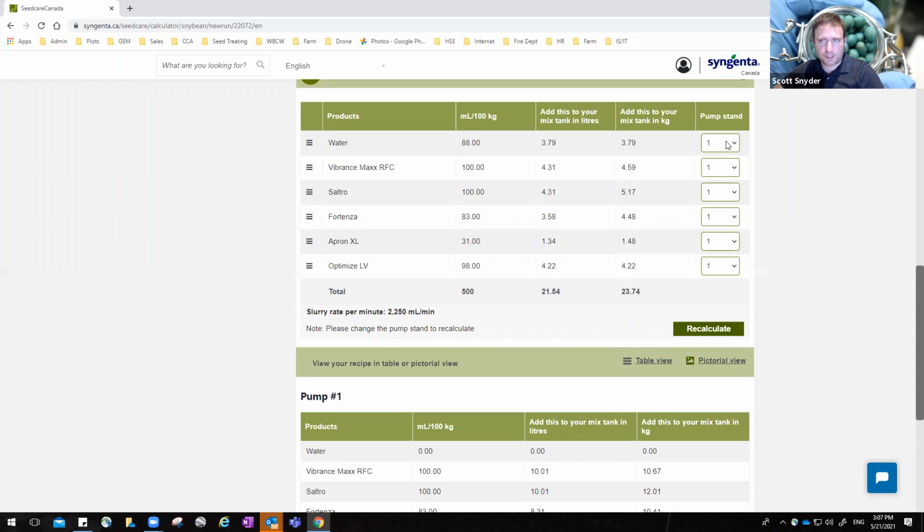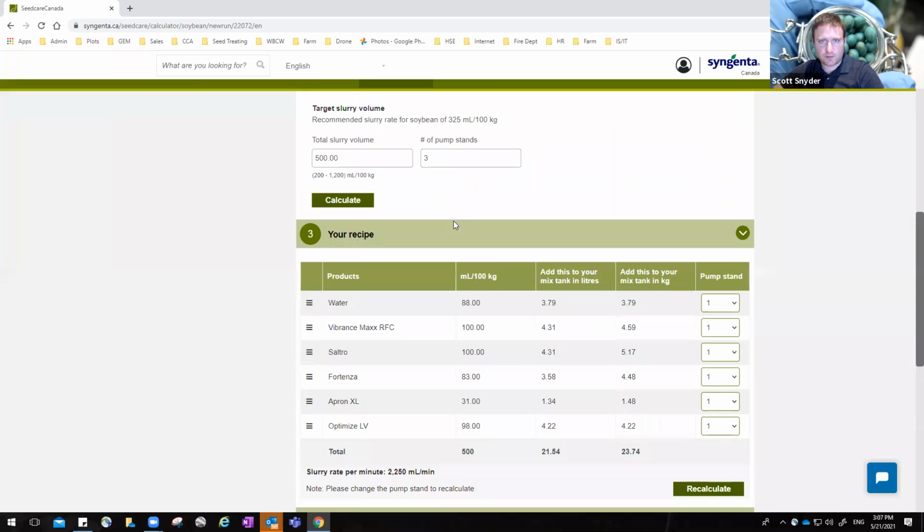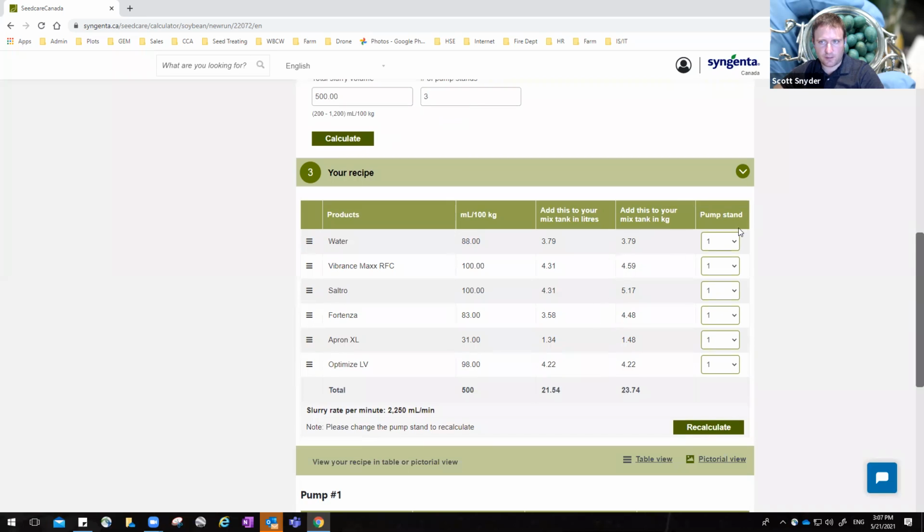But what we're actually going to do is, we've told it we've got 3 pump stands. Since we told it that and it calculated, it now gives us the option to go 1, 2, and 3. So you can assign each product to which tank it's going to be in. For this example, everyone's set up different, but we're going to say the Optimize LV is in its own little poly tank off to the side, mounted on the treater, like an LP800. That's pretty common.